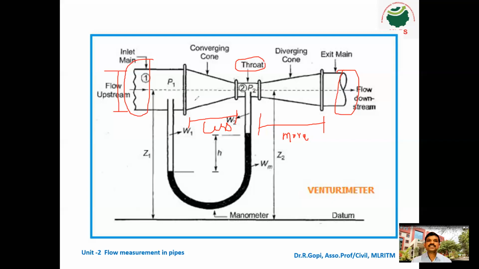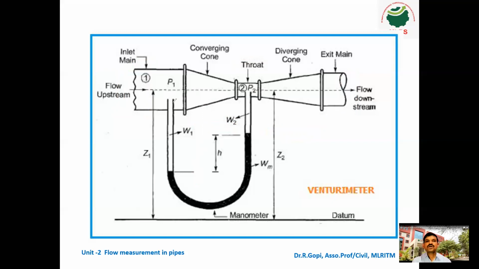Many students wrongly draw this diagram in the examination. Some students draw the U-tube limb in the divergent cone. It is wrong. One of the limbs should be attached to the inlet pipe, and the other end is attached to the throat.